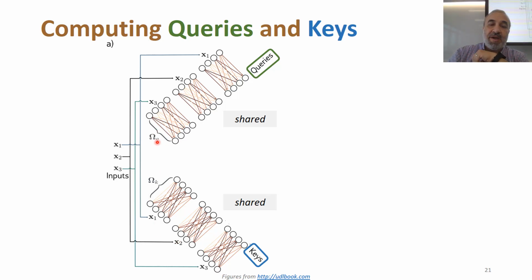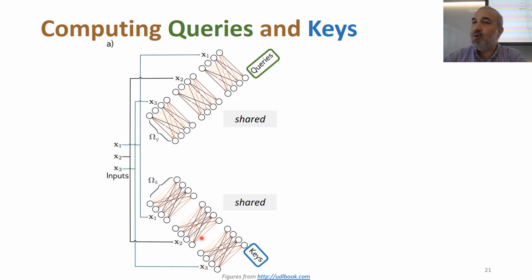So this is omega q. This is a matrix of weights, shared among all the input vectors to compute the queries. The same matrix will be used to create the query vectors, and the same matrix will be used to create the key vectors. Now let's assume that we have the queries and keys. In a few minutes we will talk about the intuition behind even the naming. But let's assume that we generated the values, the keys, and the queries.